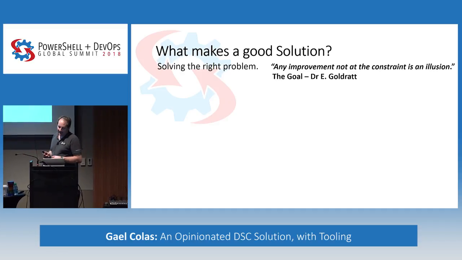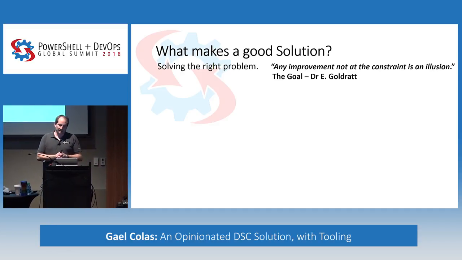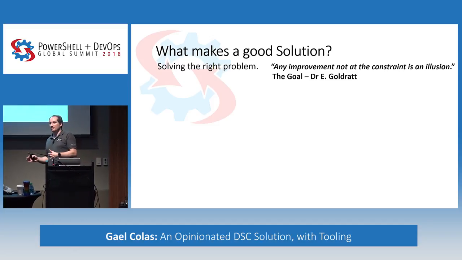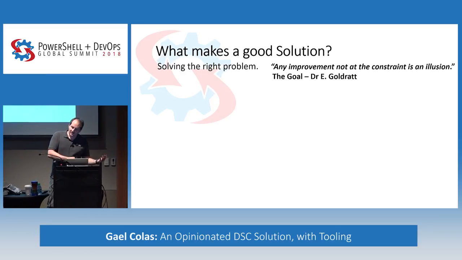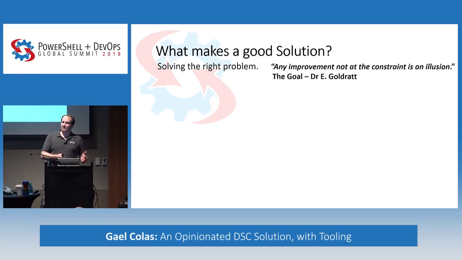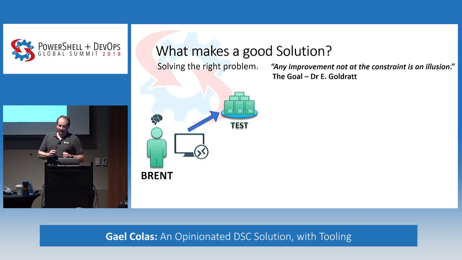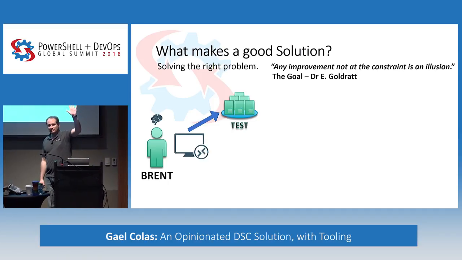I like to remind people of this quote from Goldratt, from the theory of constraints: any improvement not of the constraint is an illusion. So if you try to improve some local efficiencies, and it's not your constraint, it's probably not going to help you. So, has everyone read The Phoenix Project? Yes, that's much better.